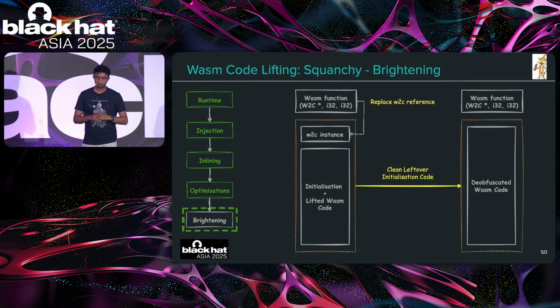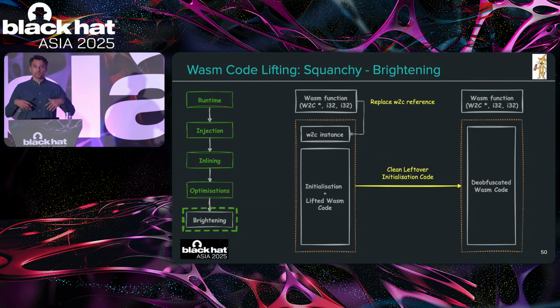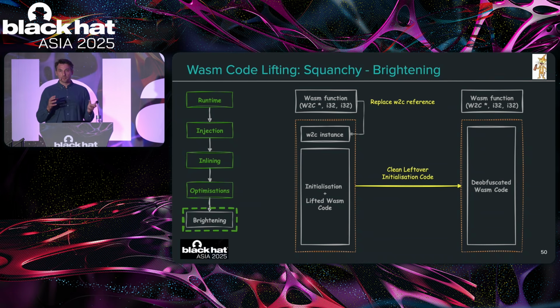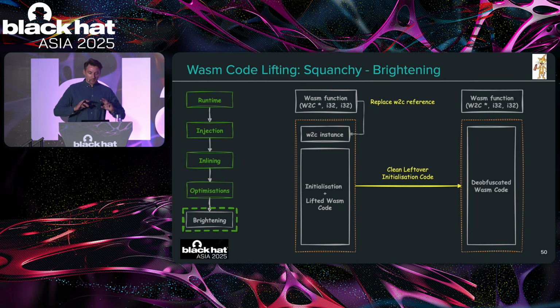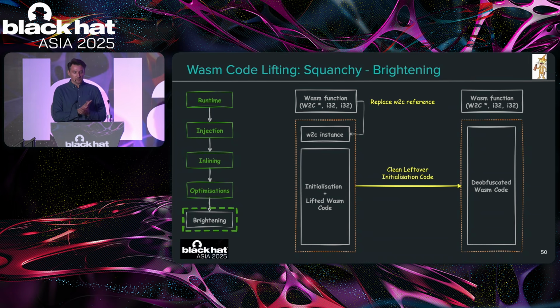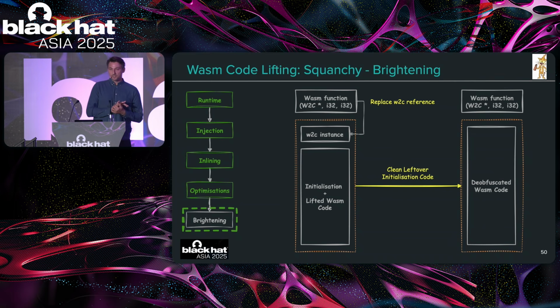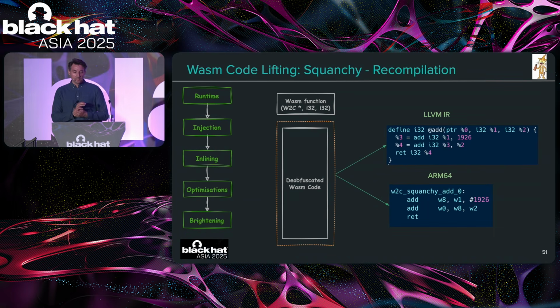Okay, so once we're done with the optimization process, we need to start the brightening step. In the brightening step, we would like to clean out all the things that are left from Wasm2C and make it more readable, right? So we again replace the local Wasm2C instance with the parameter, because there might be calls that still depend on it. We want to make it functional, so we need to provide this parameter to those calls. And we're going to clean the leftover initialization code from Wasm2C. So we end up with a nice and clean Wasm2C de-obfuscated function. Now we can use one of the backends, or at the beginning we can stay at the LLVM IR, and here you can see an example from the generated ARM64 code.